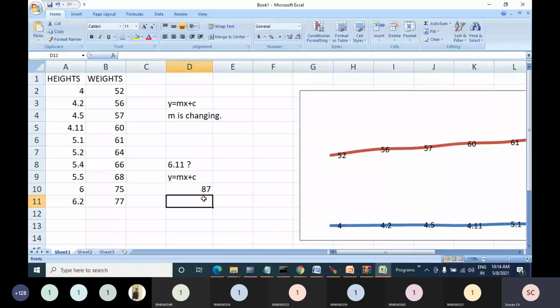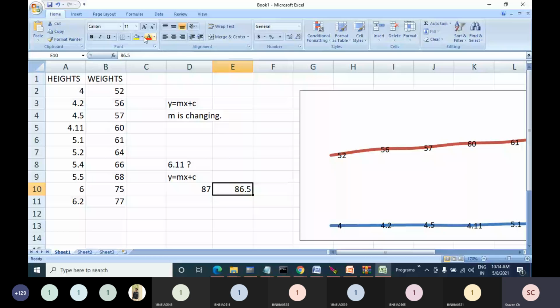So what I am trying to say is this 87 may not be the correct answer, but at least suppose, let us assume the answer generated by my program is 85, but originally the ideal weight should be 86.5. Let us say as per doctors, 6.11 feet means the weight should be 86.5.